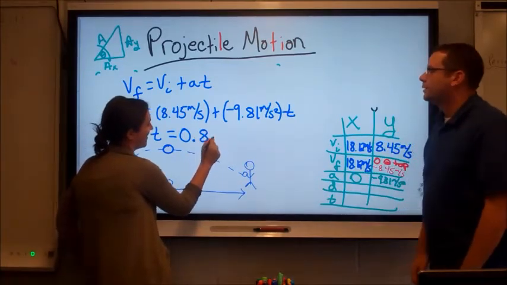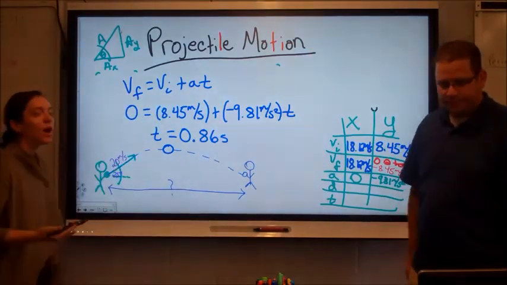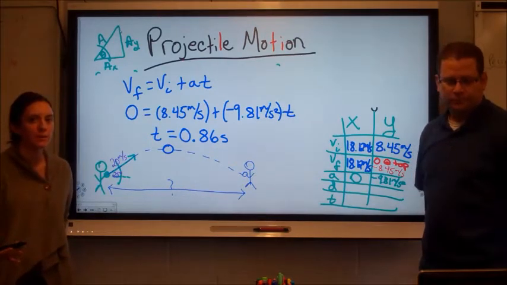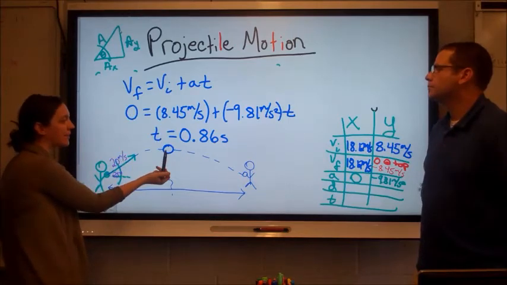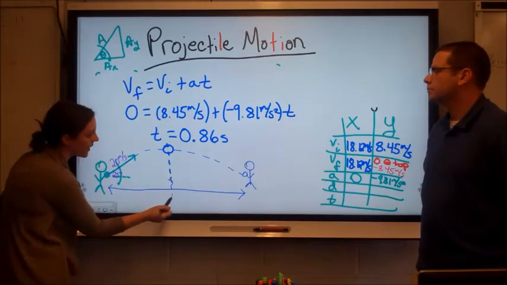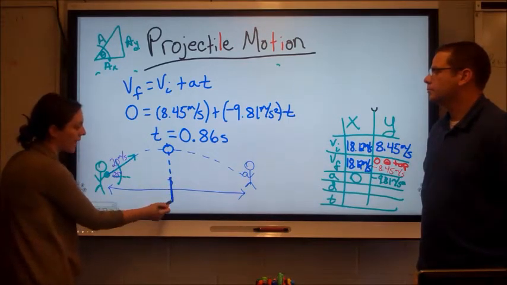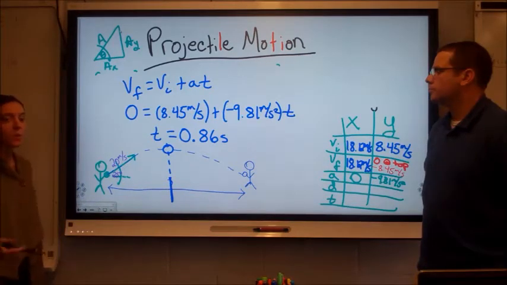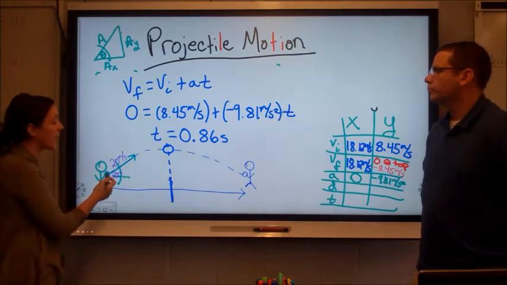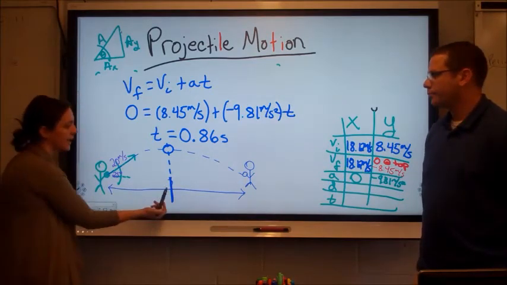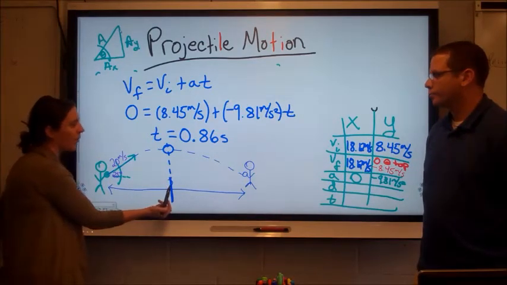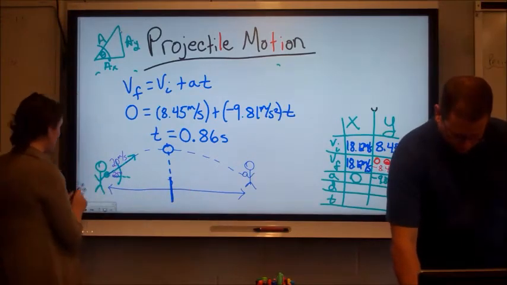0.86 seconds. So now let's talk about what that time is actually measuring. We plugged in a final velocity of 0, which we said happens at the top. So we only really found the time to this halfway mark. And it's important to note, as we were saying before, it is symmetrical. So if we figured out how long it takes to get halfway, all we have to do to figure out the other half is double it.